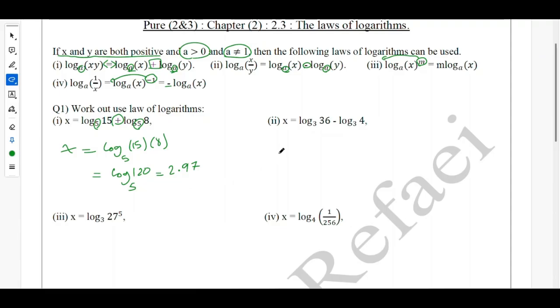Second, log 36 to the base 3 minus log 4 to the base 3. x equals, it's subtraction, and they are sharing the same base. So I'm talking about log 36 over 4 to the base 3, which equals log 9 to the base 3, equals log 3 squared to the base 3. The power becomes a coefficient. So I'm talking about 2 log 3 to the base 3, equals 2 by 1, which equals 2.